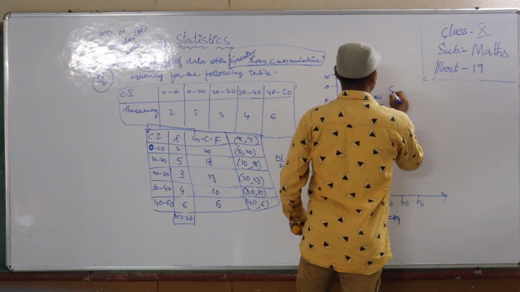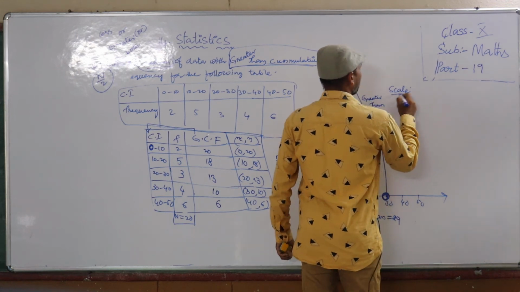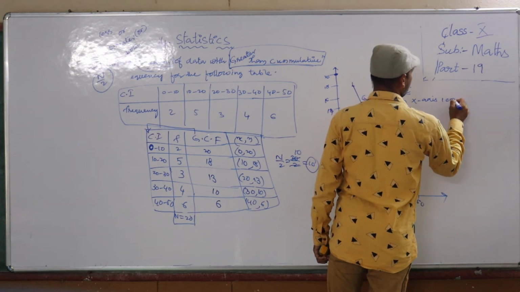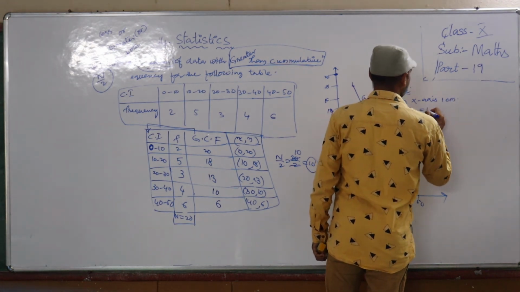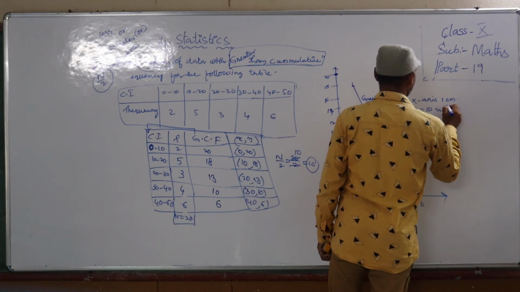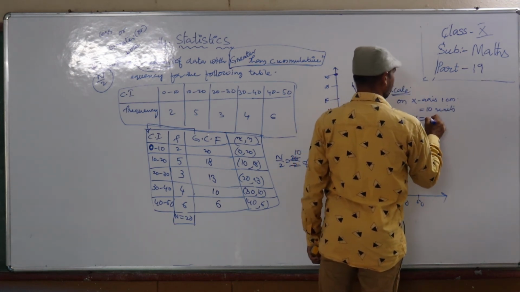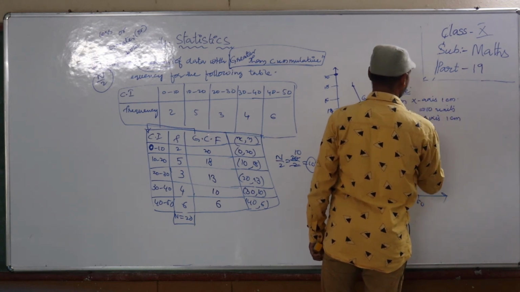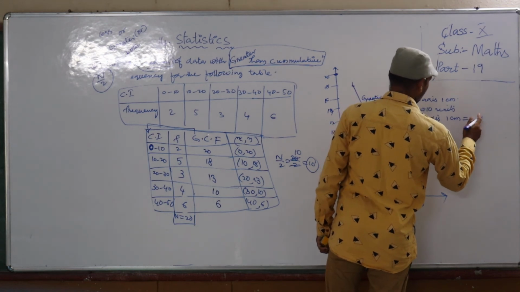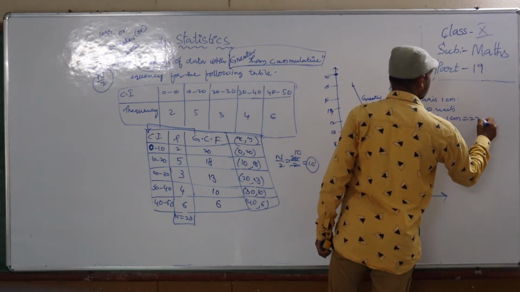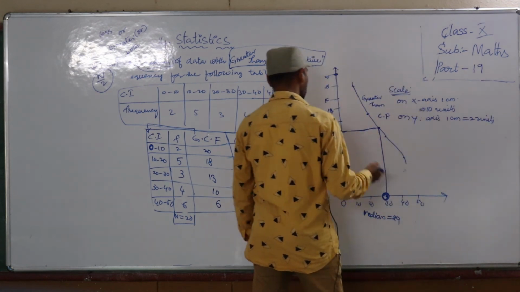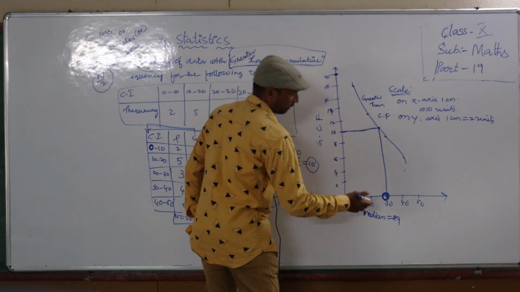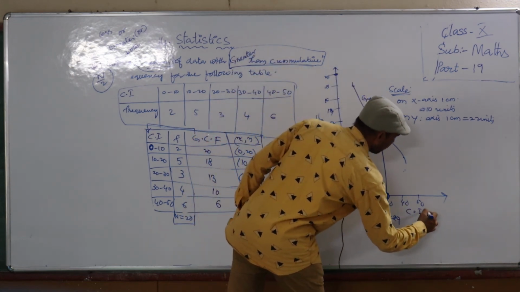So here the scale: on the x-axis 1 centimeter is equal to 10 units, on the y-axis 1 centimeter is equal to 2 units. So here this is the greater than cumulative frequency, and this is the class intervals.